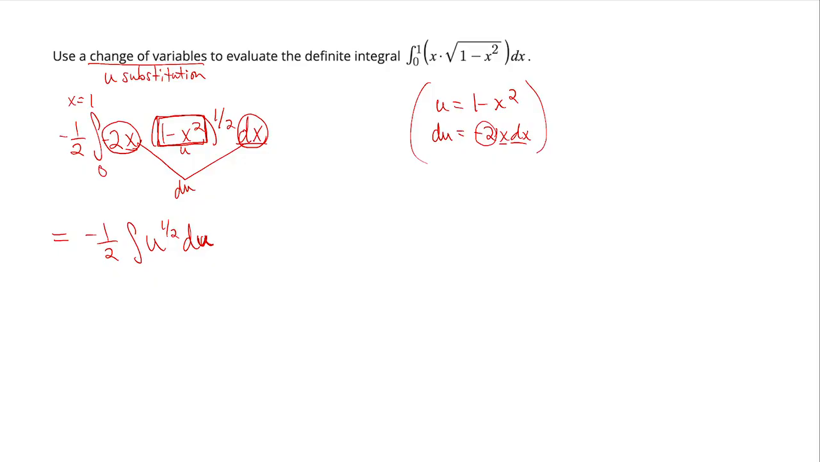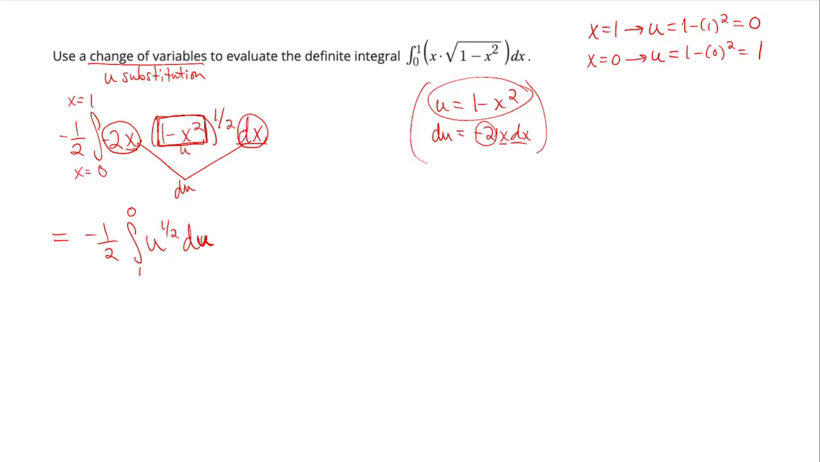So I have x equals 1 and x equals 0 as my bounds of integration in terms of x's, but I need them in terms of u's now. So if I have x equals 1, that means u, using this, will be 1 minus 1 squared, which is 0. And then if I have x equals 0, I get 1 minus 0 squared, which is 1. That's interesting. They just swapped. So in terms of u's, I'll have 1 to 0, which is really odd.